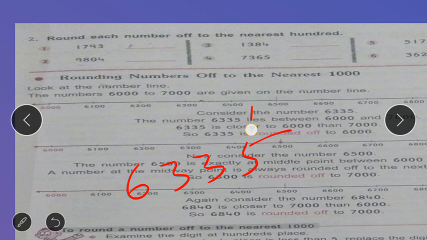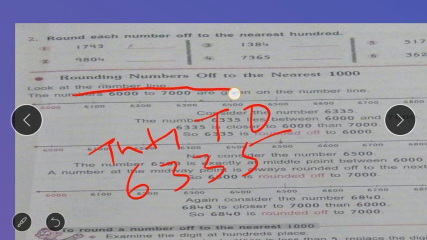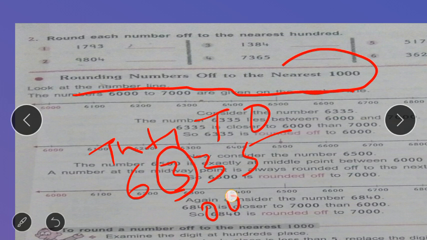This is ones place, this is tens, this is 100, this is 1000. For rounding to the nearest 100, you were looking at the tens place. Now you have to round off to the nearest 1000. So what do you have to see? The 100 place. Is it more than 5 or less than 5? Here we find that the 100 place is less than 5. So what do you have to do? Here 0, 0, 0, and the 1000 place will remain the same.